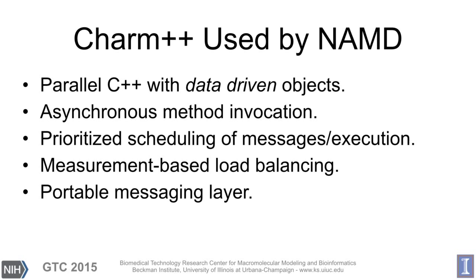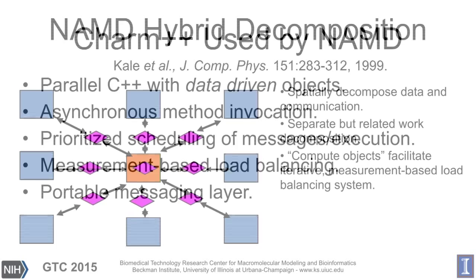As far as we use it in NAMD, you can think of it as parallel C++ with what we call data-driven objects. So you have asynchronous method invocation. If you want to call something in another processor, you send a message there and continue on with your work. At some point later, that's received, it sends a message someplace else. Prioritizing the order in which these messages are executed is important for performance, although not for correctness. It employs measurement-based load balancing on CPU runs, and finally, it provides a portable messaging layer. So similar to MPI, Charm++ is available on pretty much every platform.